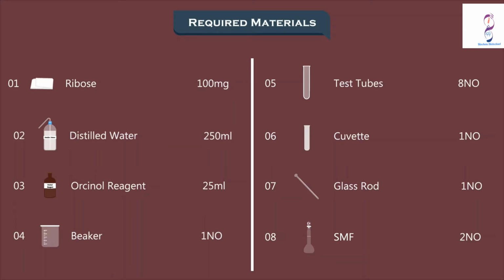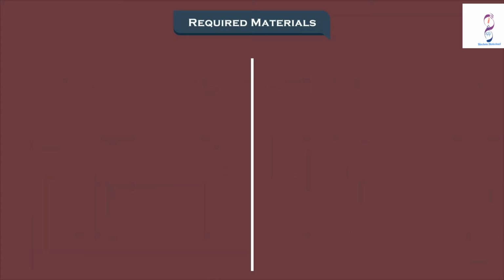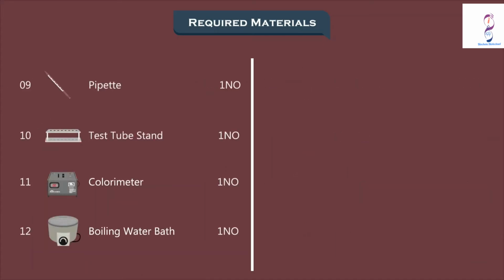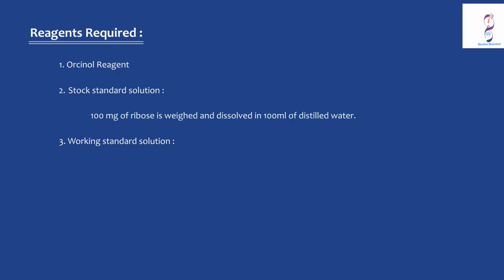The required materials are ribose, distilled water, orcinol reagent, beaker, test tubes, cuvette, glass rod, pipettes, test tube stand, colorimeter, and boiling water bath. We're looking at the illustration and the reagent preparation in the illustration.